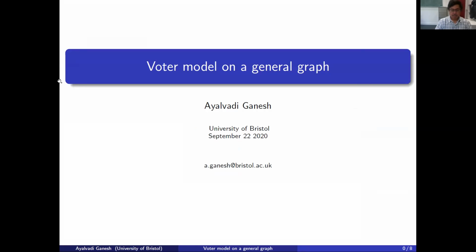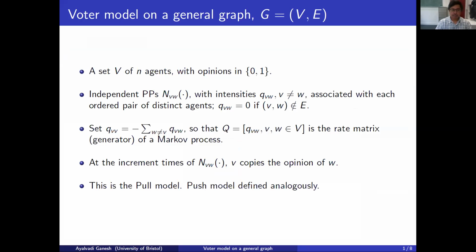Okay, so first I'm going to introduce the water model on a general graph. As before, we have a set of n agents. Agents will be identified with the vertices of a graph. So G is a graph with vertex set V and edge set E, and the vertices can be thought of as agents. Each agent can hold one of two possible opinions or preferences, which we'll denote by 0 and 1.